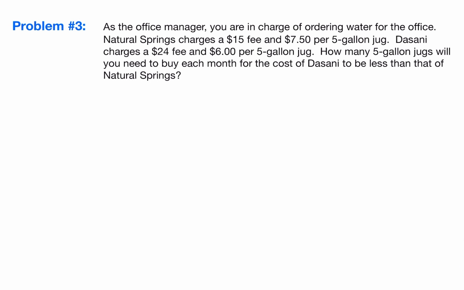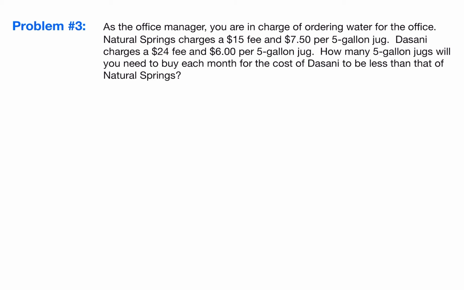Here we have a different scenario. You're the office manager and you are in charge of ordering water for the office. You have two sources. Source number 1 is Natural Springs, and they charge a $15 fee and $7.50 per 5-gallon jug. Source number 2 is Dasani, and they charge a $24 fee and $6 per 5-gallon jug. So the question is, how many 5-gallon jugs will you need to buy each month for the cost of Dasani to be less than that of Natural Springs?